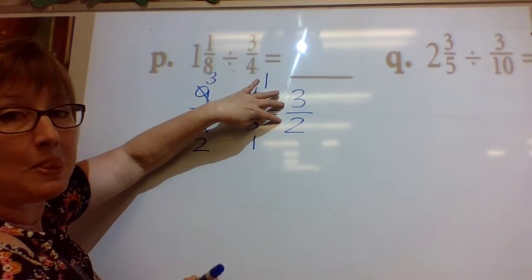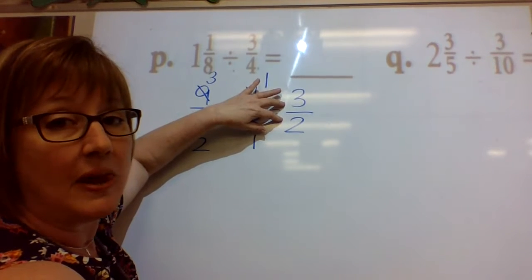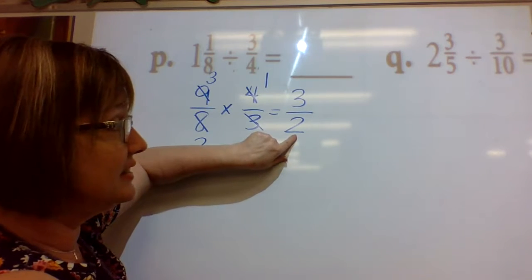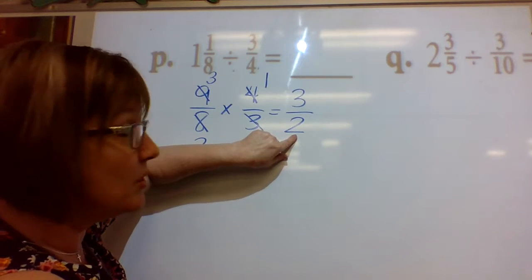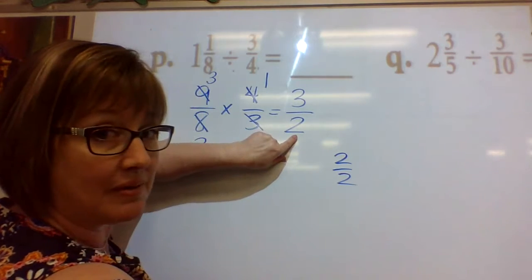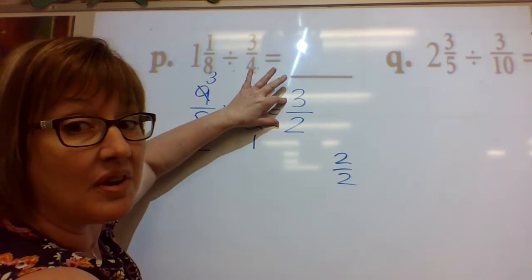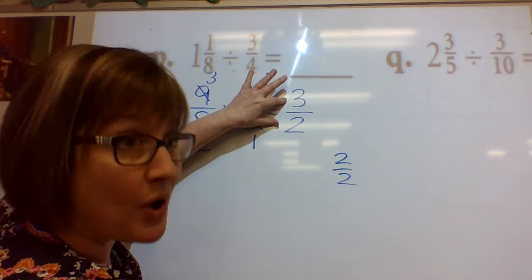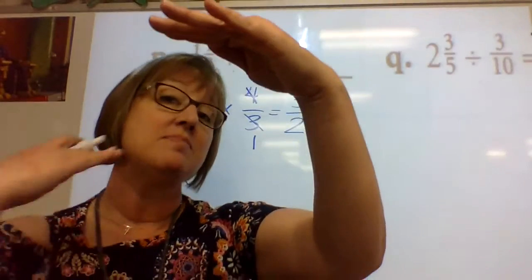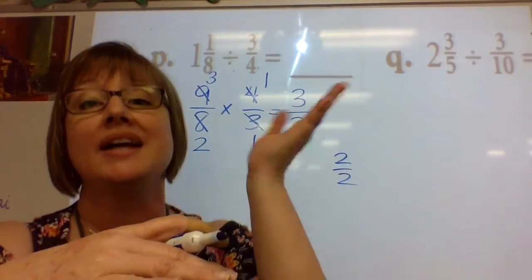Are we done? No. Can this be reduced? No, because there's only one number away. But this is halves, and you have more than one whole pizza because it only takes 2 halves to make a whole, right? So this is called a what? An improper fraction, right? So you remember with the improper fraction, you divide the top number by the bottom number, write the remainder as a fraction, okay?